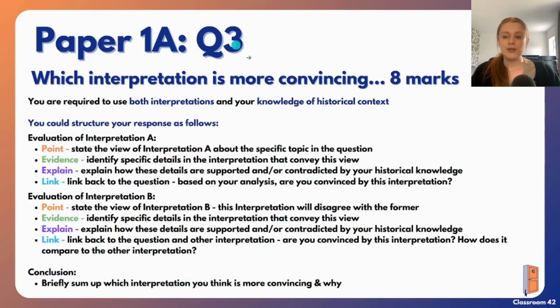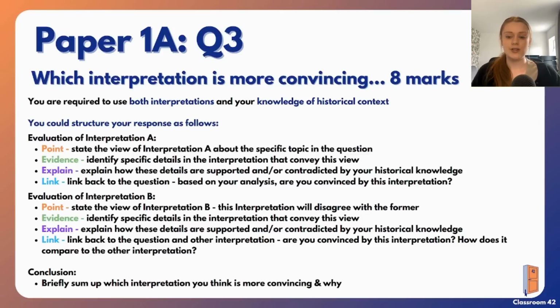Okay, and then question 3, so this is the final question where we're looking at our interpretations. This question is asking us which interpretation is more convincing. And this is an 8-mark question. For this question, you're required to use both interpretations and your knowledge of historical context. So it's really important that you don't just rely on the contents of the interpretations, you do also need to bring in your historical context as well.